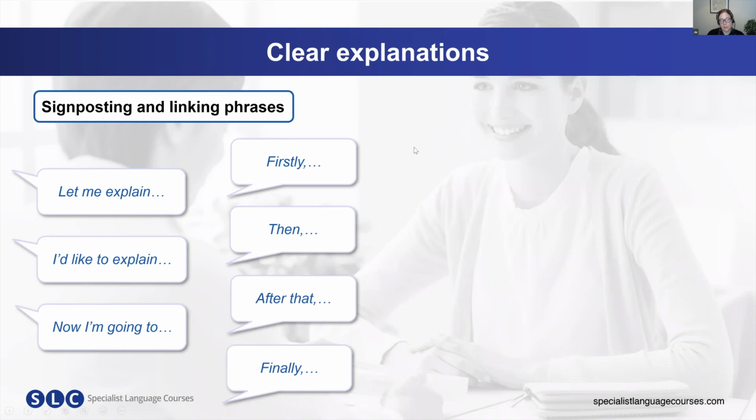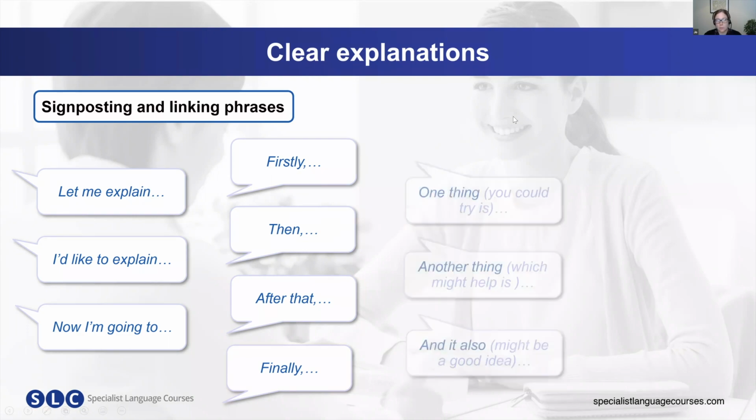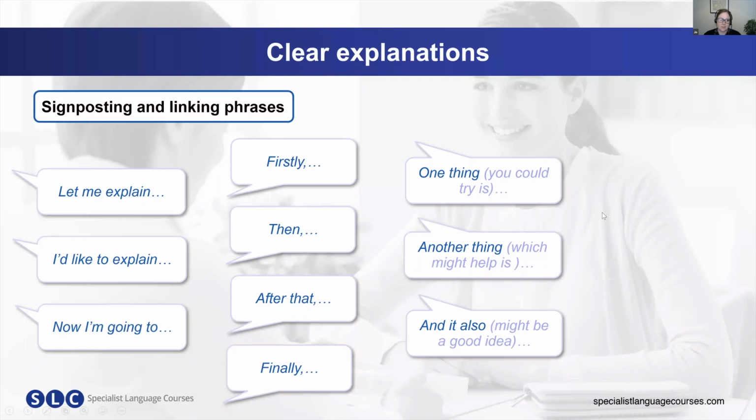Or occasionally when you're giving advice or saying what's a good idea to do at home, you might want to use these phrases. So they're linking phrases of addition. So one thing you could try is this, another thing which might help is this, and it also might be a good idea to do this.